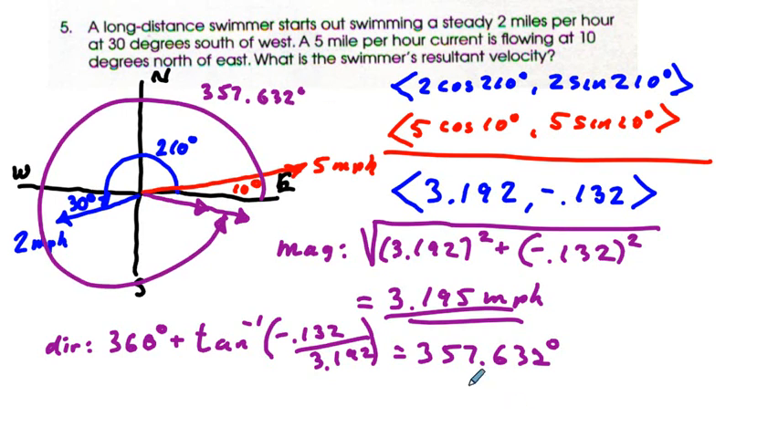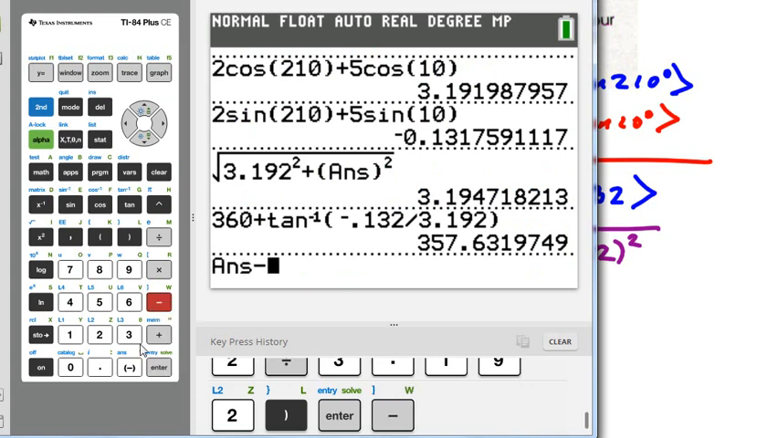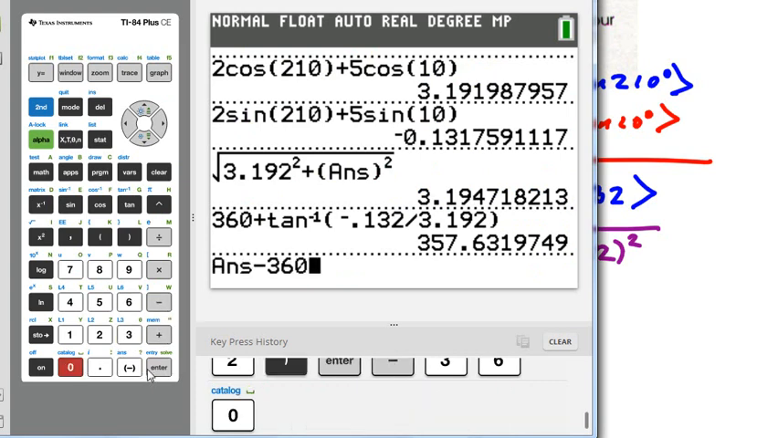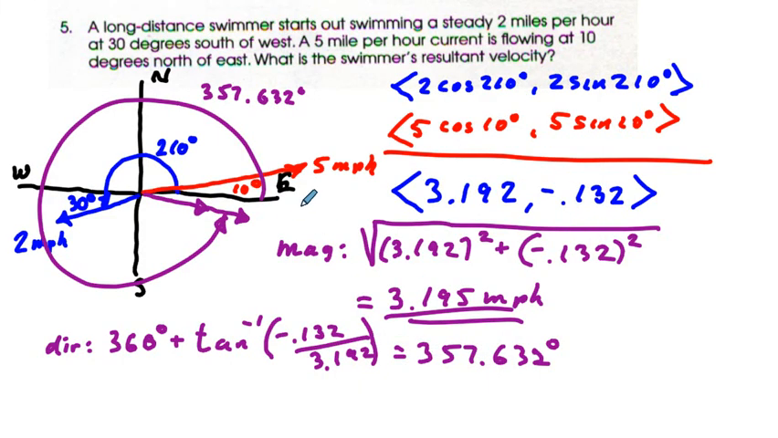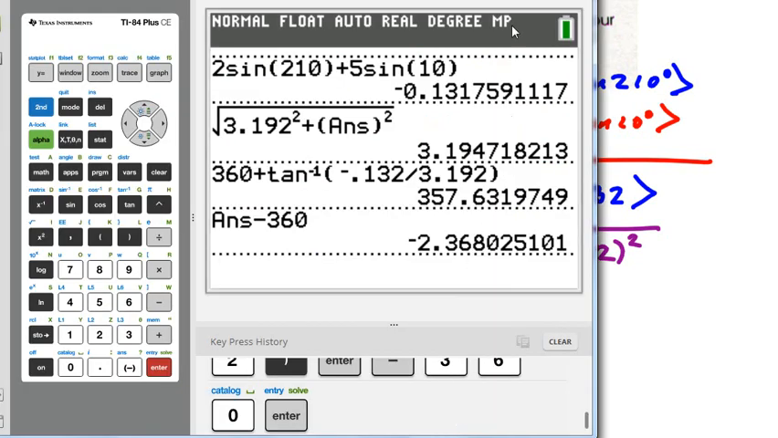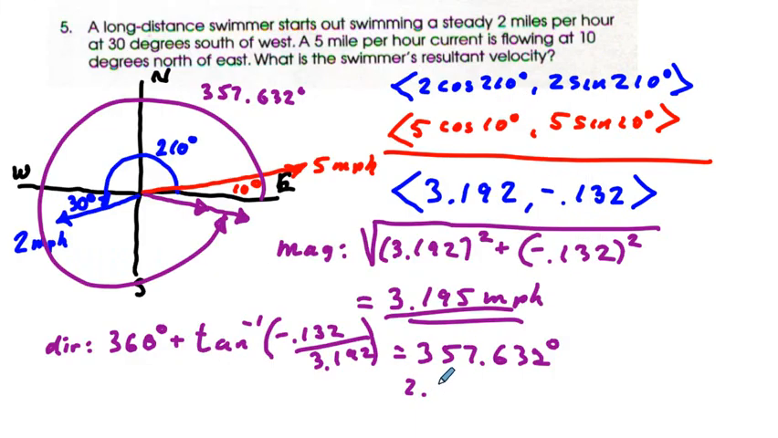And one way you can do that is you could say that's going to be, if you subtract 360, one way of saying it, it'll be 2.368 degrees south of east. See that? So it'll be 2.368 degrees south of east in reference angle.